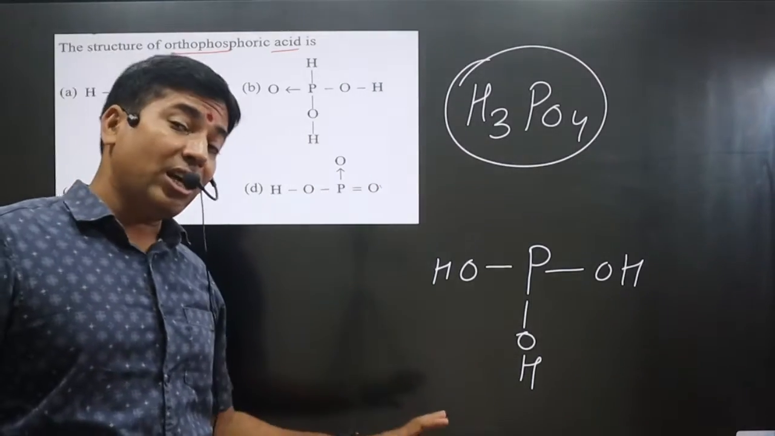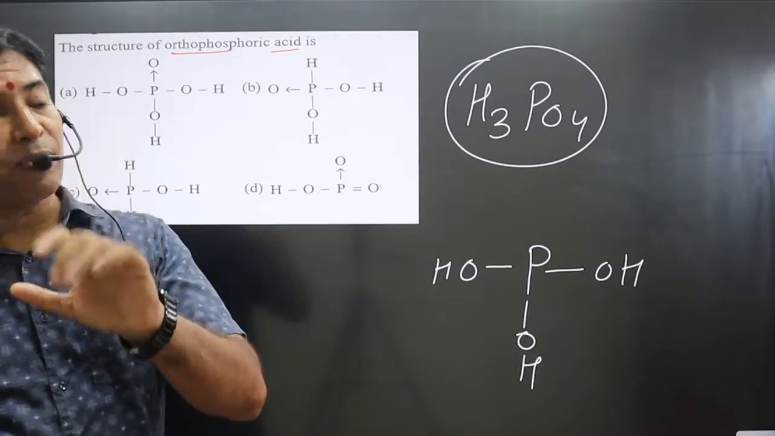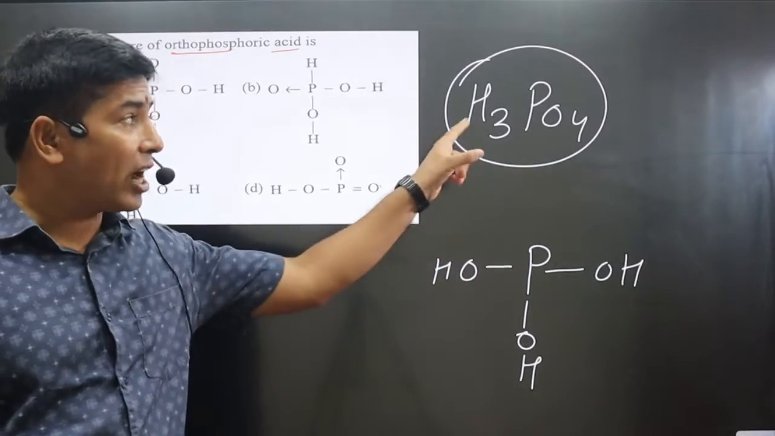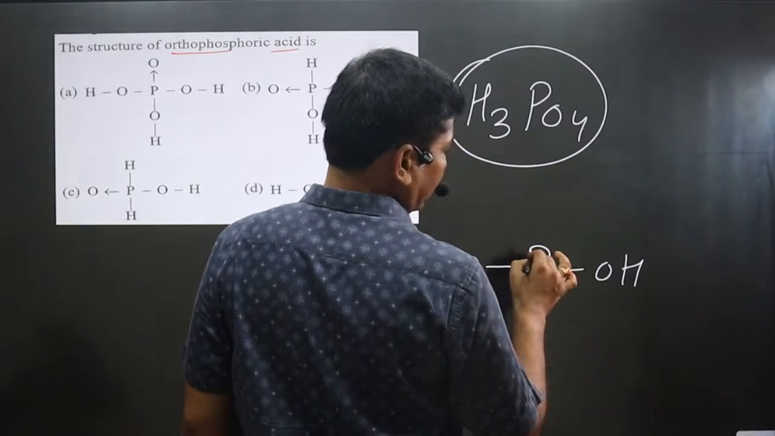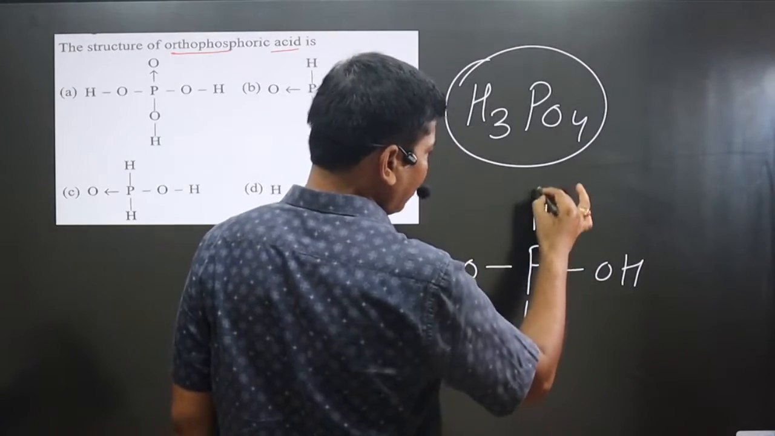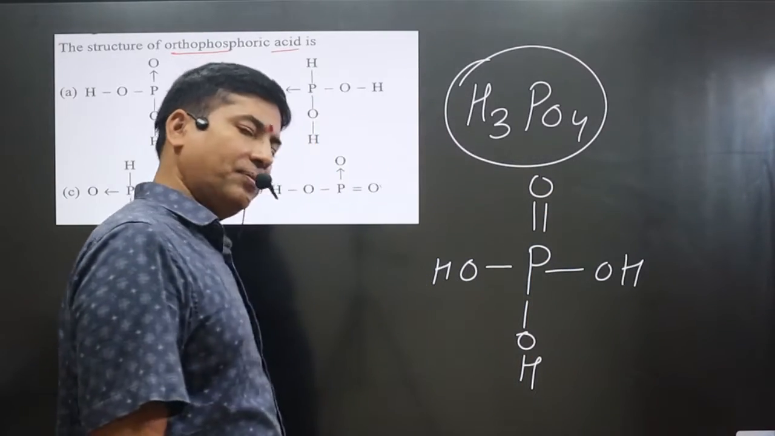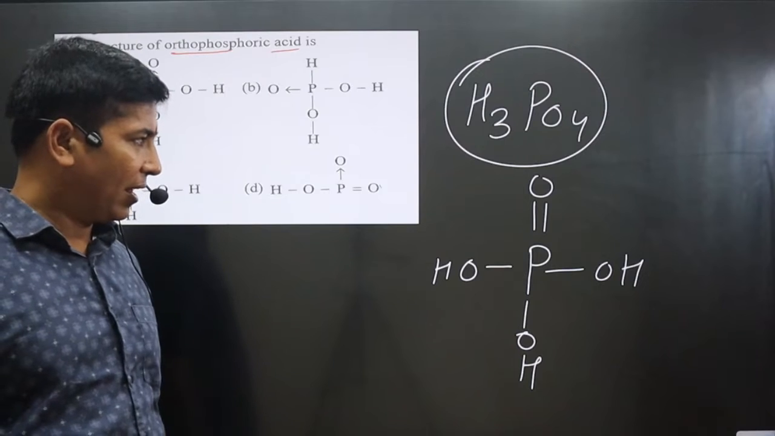Phosphorus has how many valence electrons? 5 valence electrons. It can form 5 bonds. 3 bonds it has formed, but still one oxygen is left. So it has a tendency to form 2 more bonds to satisfy its valence. We attach another oxygen with a double bond. This is the structure we have.